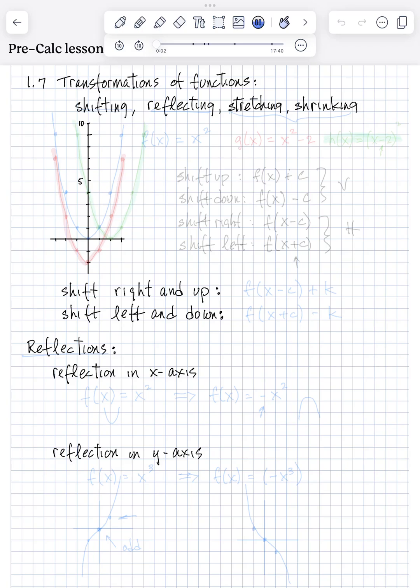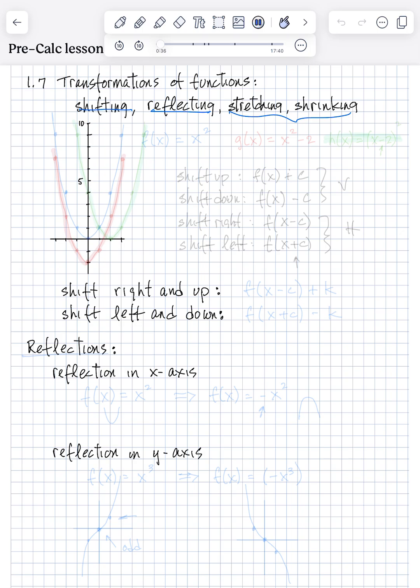Okay, lesson 1.7 is on transformations of functions. By transformations, we're talking either shifting, which is up, down, right, left, reflecting, either across the x-axis or the y-axis, and then we also have stretching and shrinking, either towards that y-axis or away from the y-axis. We'll get into that probably on day 2. So let's look at shifting for right now.